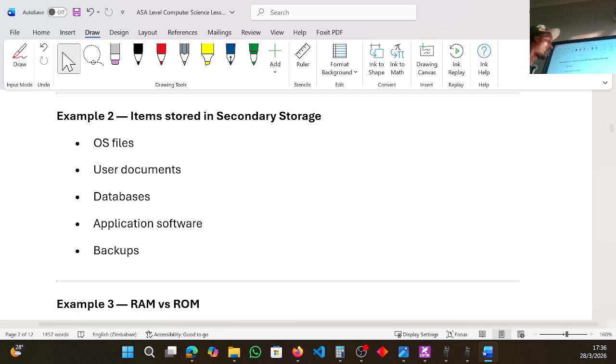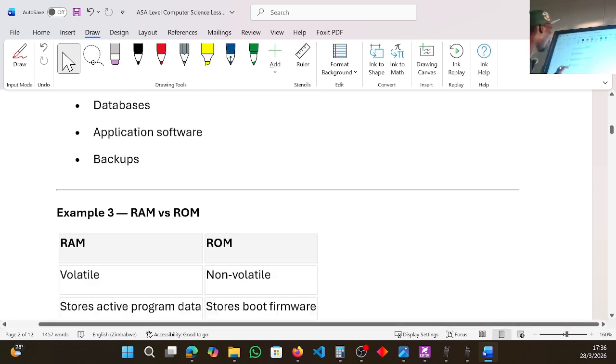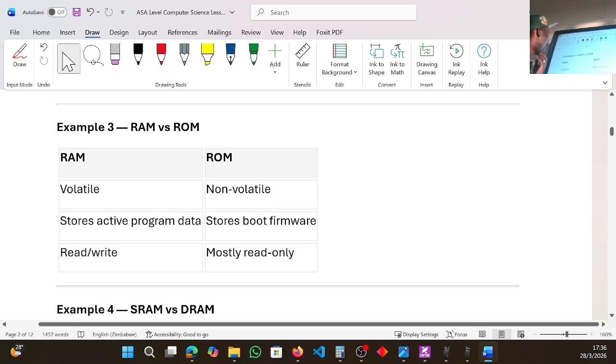What do we store in the secondary storage? We have things like the operating system itself, application software. This is generally software components and data that we want: files, be it sound, text, you name it, databases. All the backup files will be found in our secondary storage.